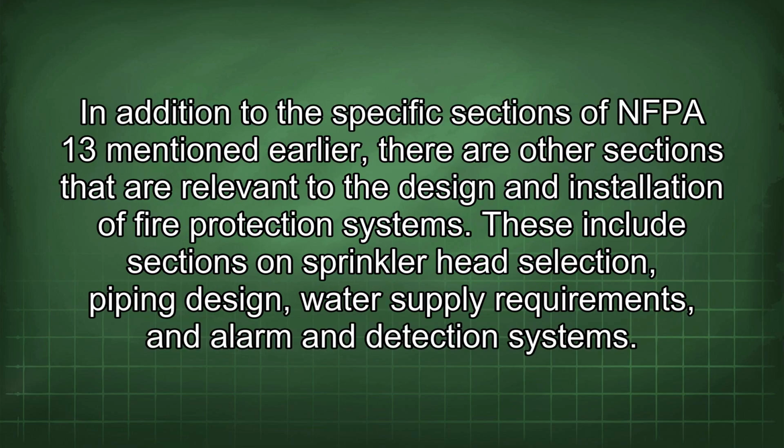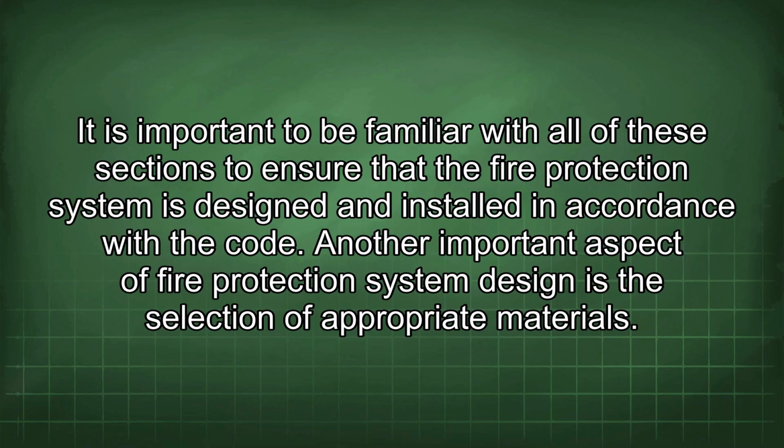In addition to the specific sections of NFPA 13 mentioned earlier, there are other sections that are relevant to the design and installation of fire protection systems. These include sections on sprinkler head selection, piping design, water supply requirements, and alarm and detection systems. It is important to be familiar with all of these sections to ensure that the fire protection system is designed and installed in accordance with the code.